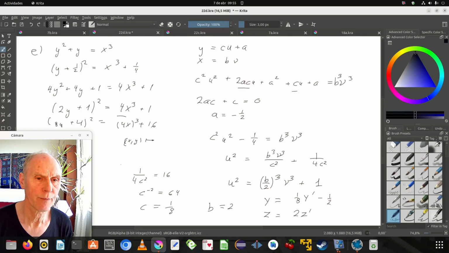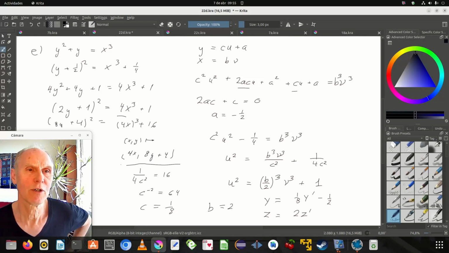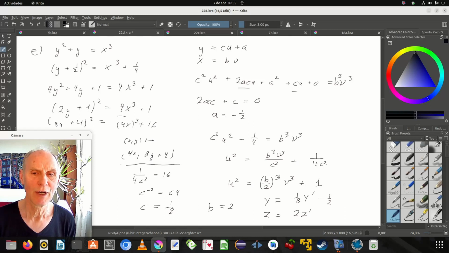(x, y) maps to (4x, 8y plus 4). That's of course a birational map, but in characteristic 2 it doesn't make much sense. Every point here is mapped to the center, the unit point on the curve.